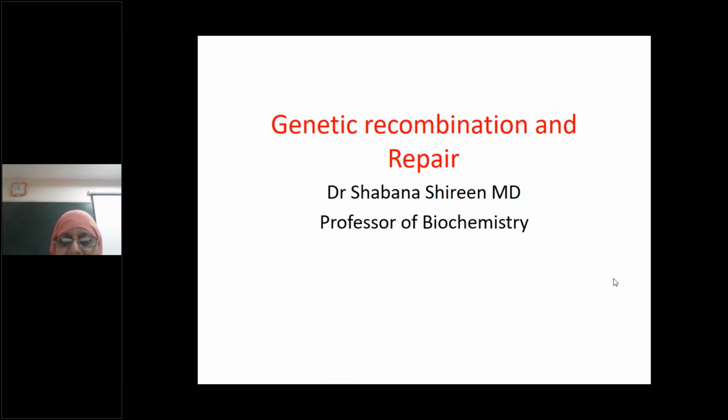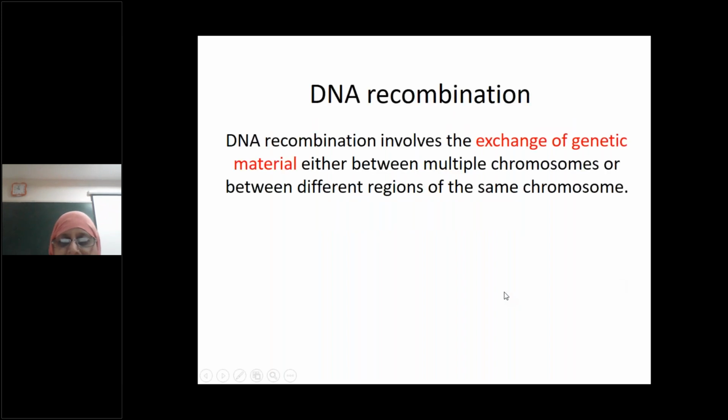Today we'll be talking about DNA recombination and repair. So DNA recombination involves the exchange of genetic material either between multiple chromosomes or between different regions of the same chromosome.